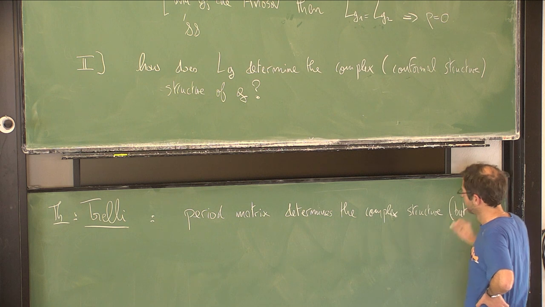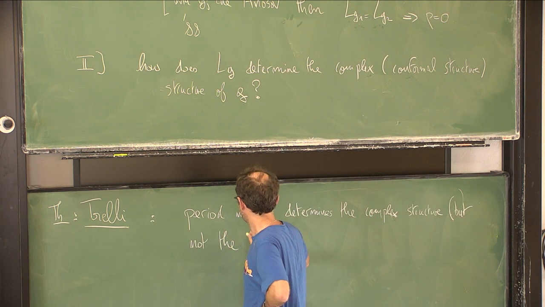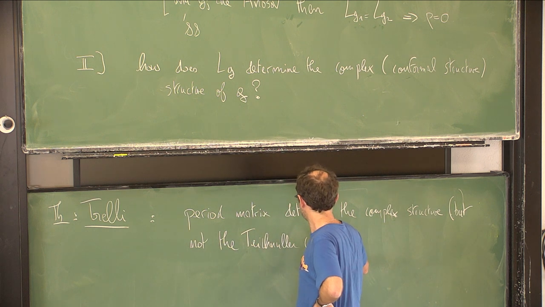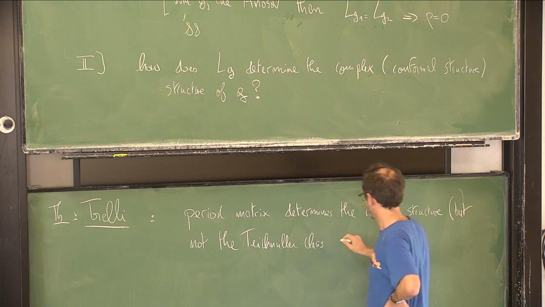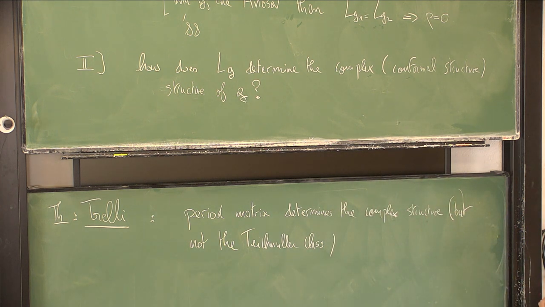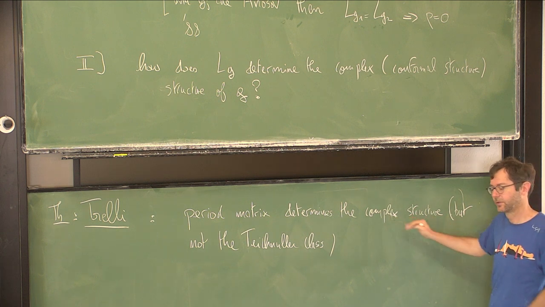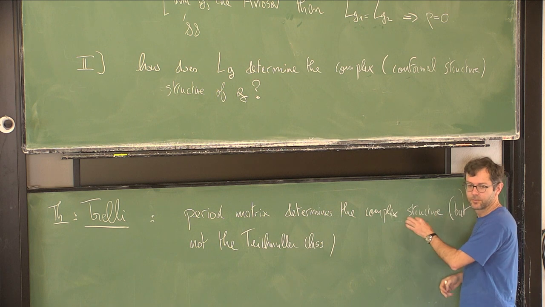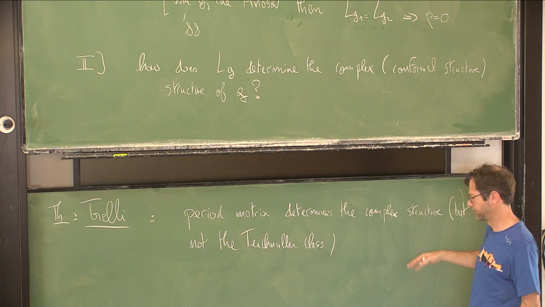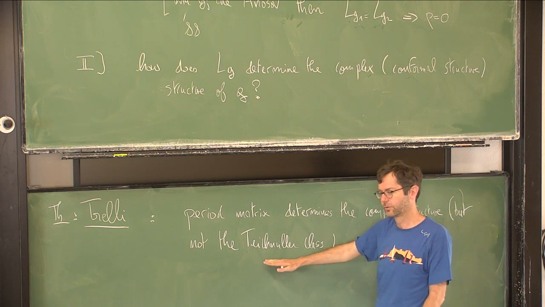But not the Teichmuller class. So here, when I mean complex structure, it's really up to diffeomorphism. And the diffeomorphism is not necessarily homotopic to identity. So it's really the complex structure as an element in the moduli space. In fact, an intermediate covering between moduli and Teichmuller, which is the quotient of Teichmuller by the Torelli group.